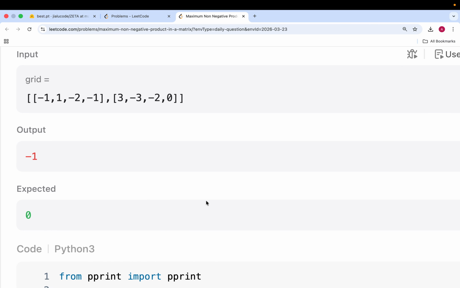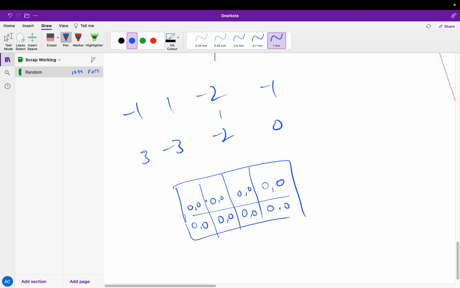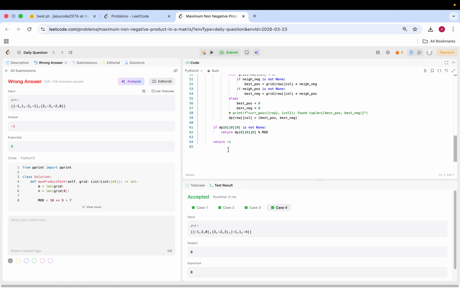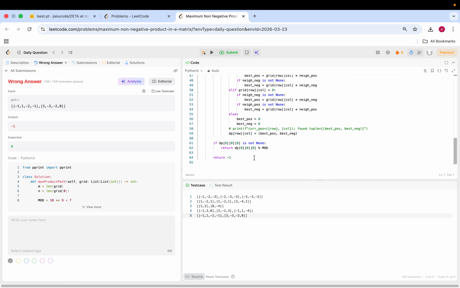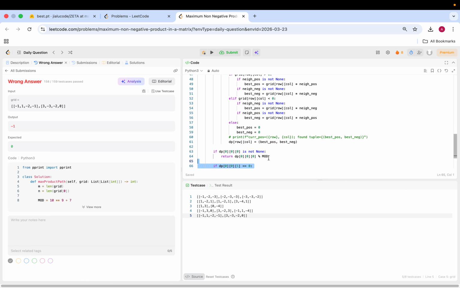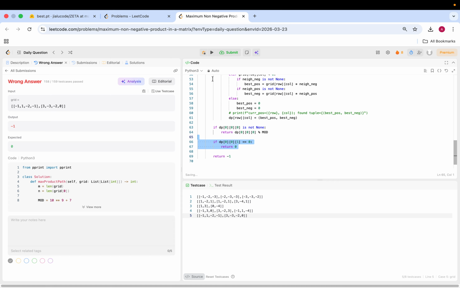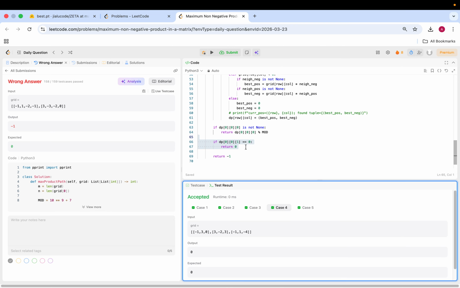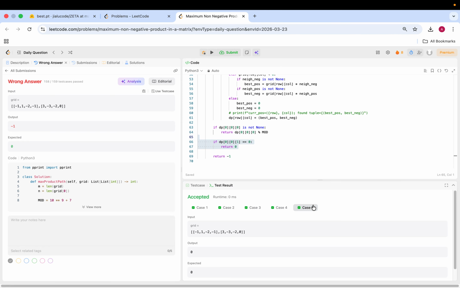Wait, what? There wasn't even any None in here. How did it get -1? I'm confused. What did I do? I made this change. All I did, just to clarify, was that, right? That's the only thing I deleted. Let me pretty print DP at this point.